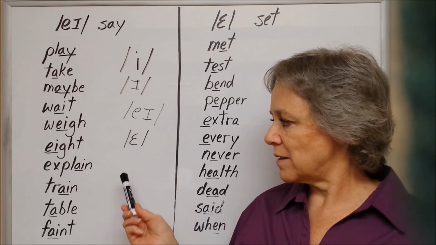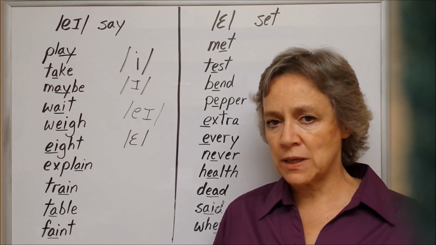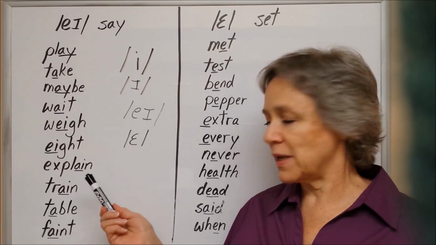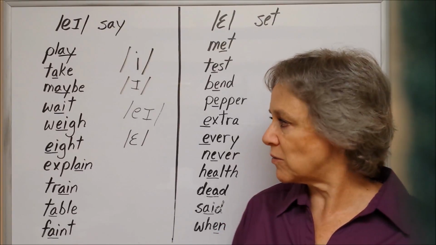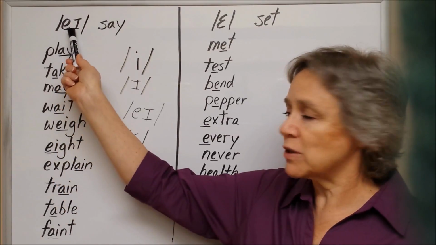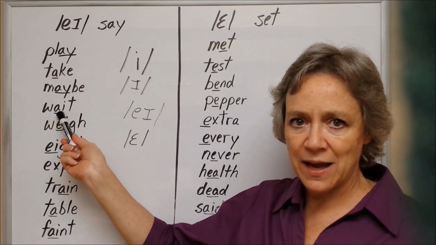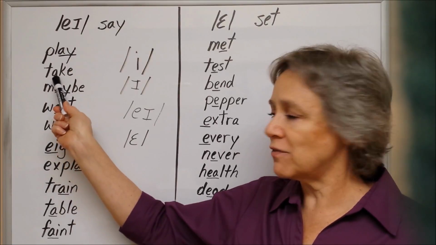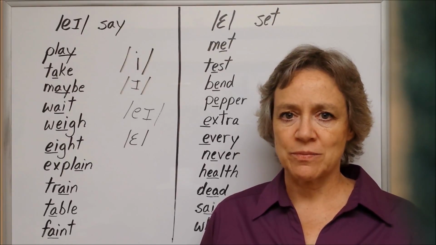And the spelling can vary, okay? Different spellings can make the same sound, can make the sound of A. Different letters can make that sound. So let's see, here I have EI. Well, that looks similar to that, it makes the A sound. But here I have AI, I have AY, I have just an A. So we do have different spellings that make this sound.